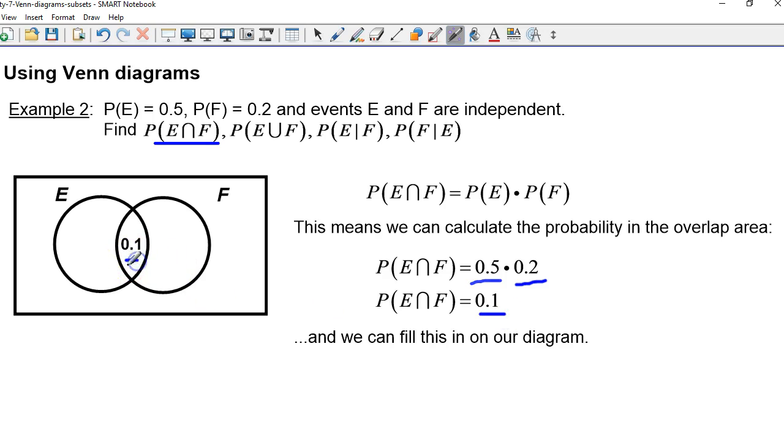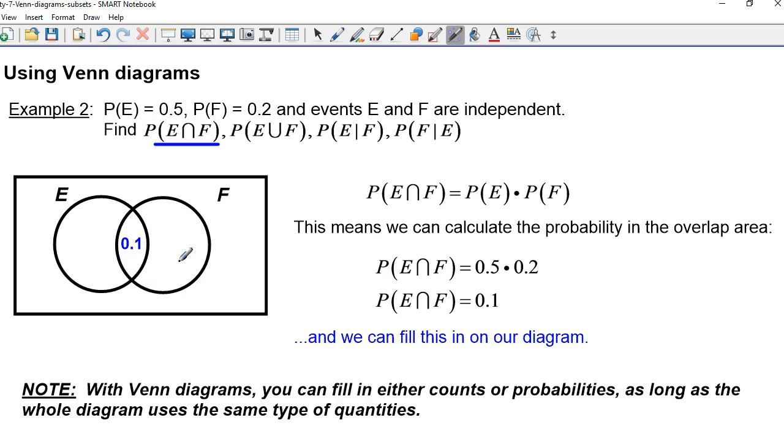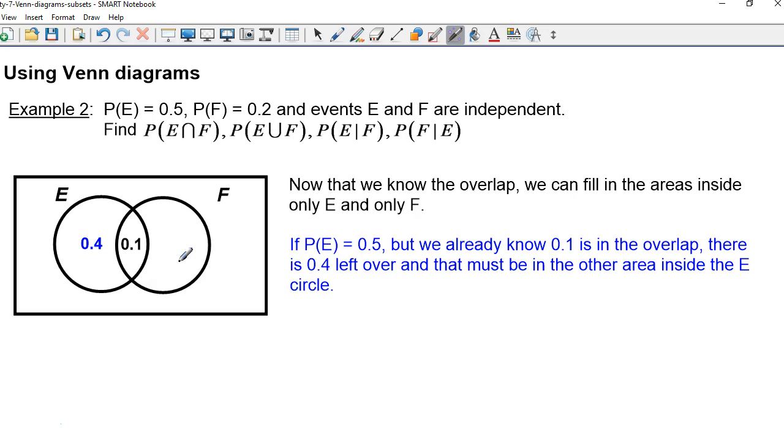And that means we can fill this in the Venn diagram using our probabilities. And we already mentioned this with Venn diagrams. You can fill in either counts or probabilities as long as the whole diagram uses the same thing. Okay, now that we know the overlap, we can fill in the areas inside of only E and only F, because if the probability of E is 0.5, that means the entire probability in the E circle has to add up to 0.5, but we've already accounted for 10%. That means the other 40% has to be over here, and we can fill that in now.